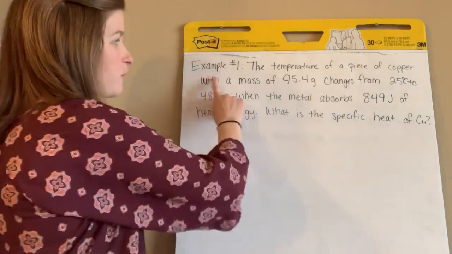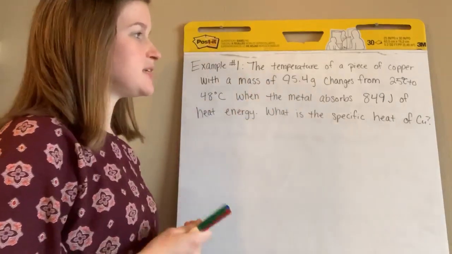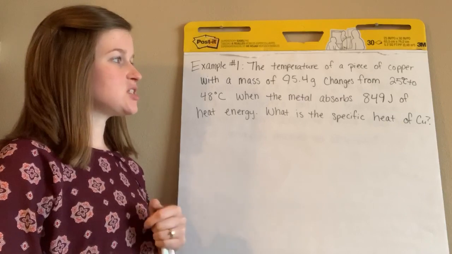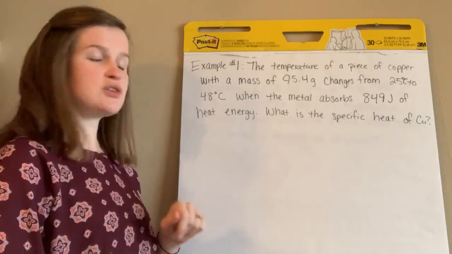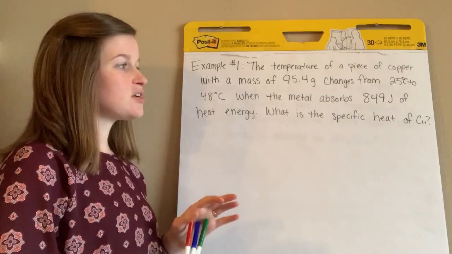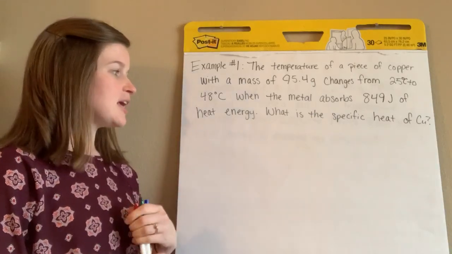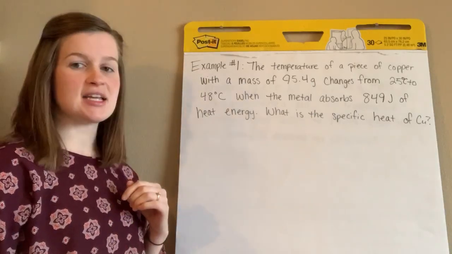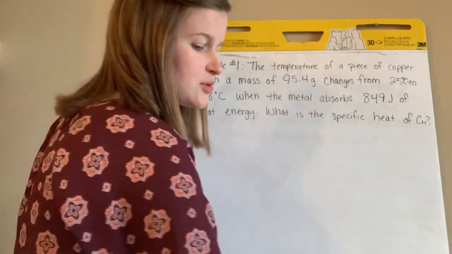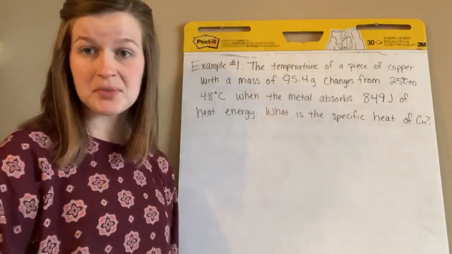Our first example says: the temperature of a piece of copper with a mass of 95.4 grams changes from 25 degrees Celsius to 48 degrees Celsius when the metal absorbs 849 joules of heat energy. What is the specific heat of copper? Every time I start a problem, I do two things. I write down what I'm given and what I'm looking for.